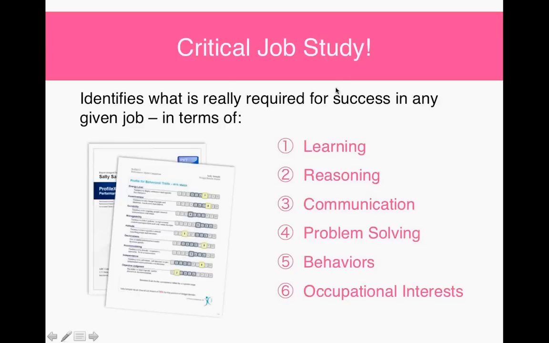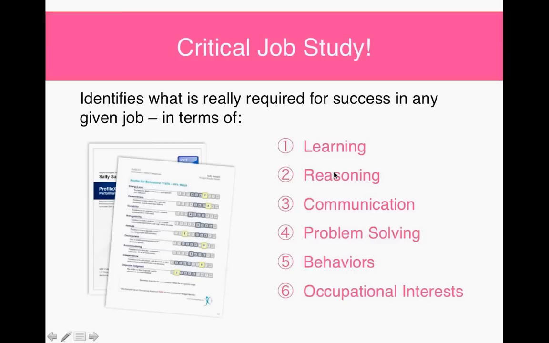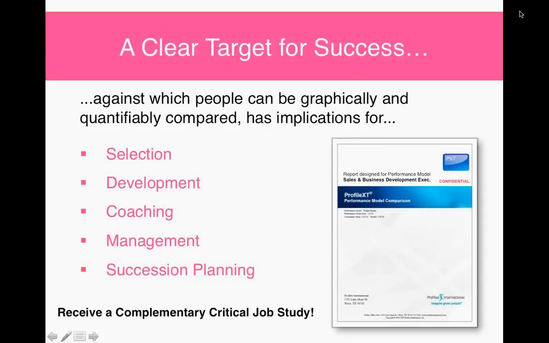First, identify a critical job function or role within your organization. Next, select up to 10 job incumbents that will participate in this study. With this information, we will be able to identify what is required for success in any given job or position within your organization, especially in the areas of learning, reasoning, communication, problem solving, behaviors, and occupational interests.